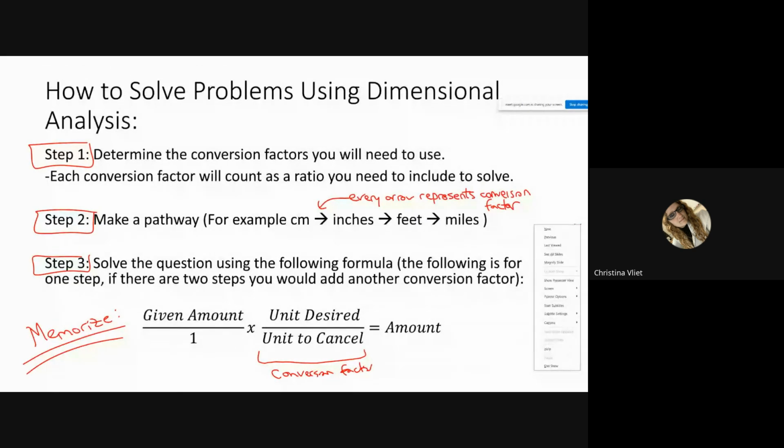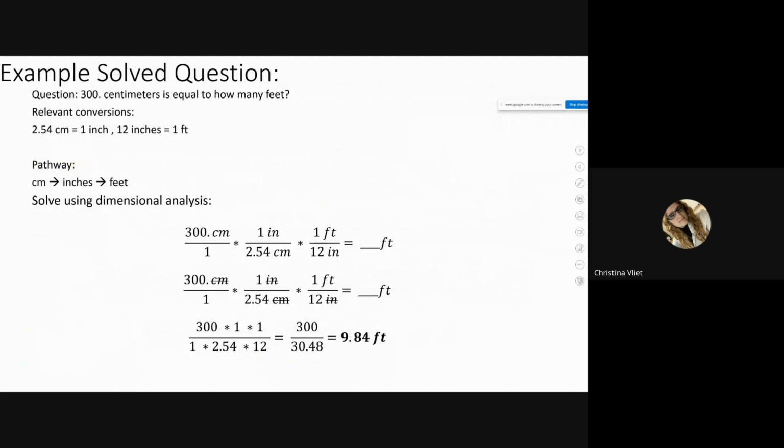This is just how to solve. You don't have to write this out from scratch because I printed it out for you. The other thing I wanted to do was print out a solved question for you. So I solved the question for you, showing exactly how you go through this strategy. And so this question says 300 centimeters is equal to how many feet?